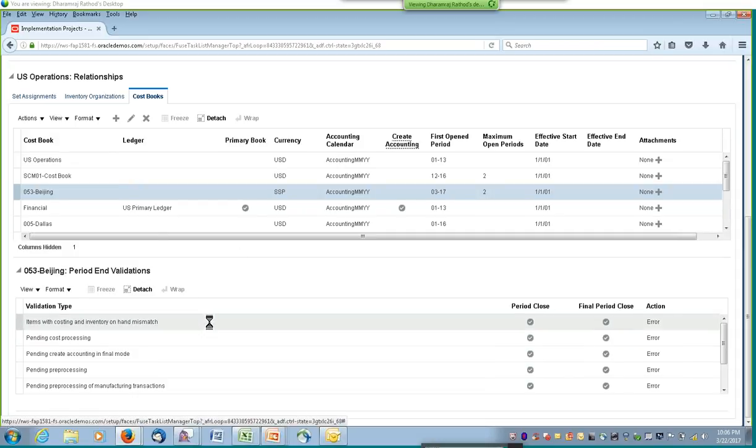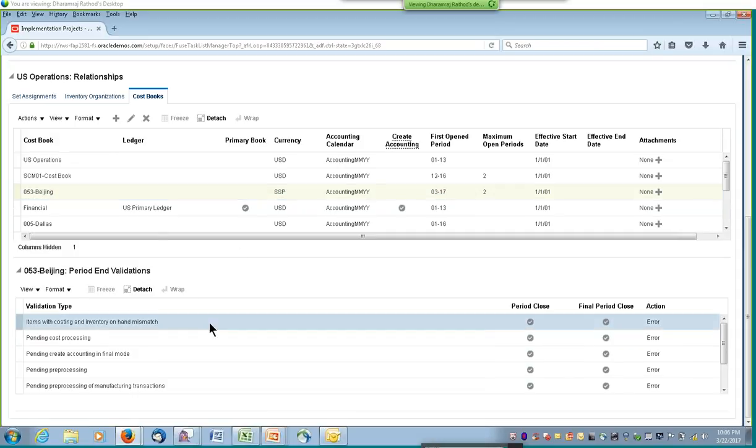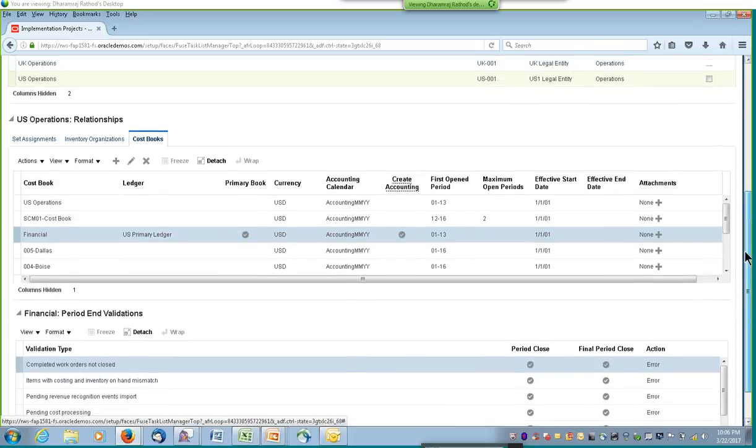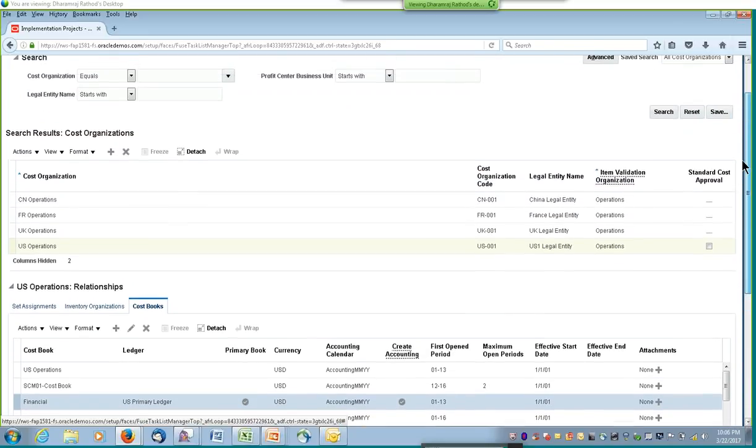All right. I'll probably delete it. I may not need it here. So this is what a cost book is, and now you can have multiple cost books. You can have multiple inventory organizations which are attached to your cost organization. Any question here in terms of association? Can one cost org be assigned to multiple inventory organizations? And yes, the answer to this question is yes. So you have a cost organization and you can have multiple inventory organizations.